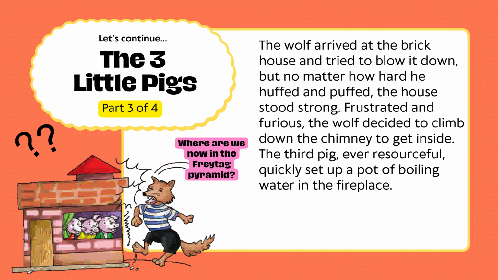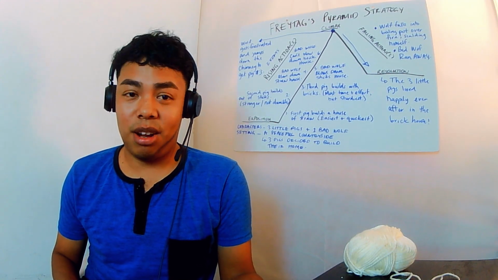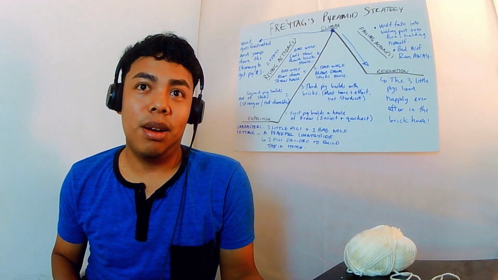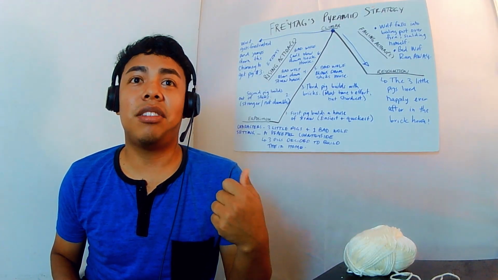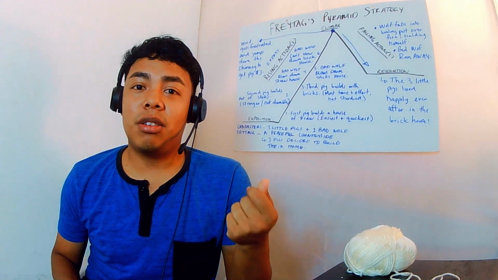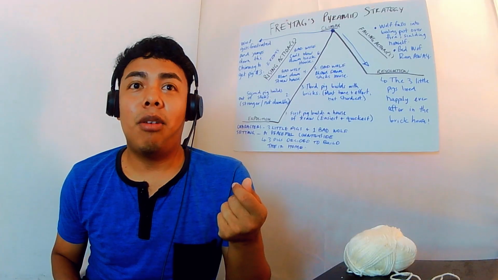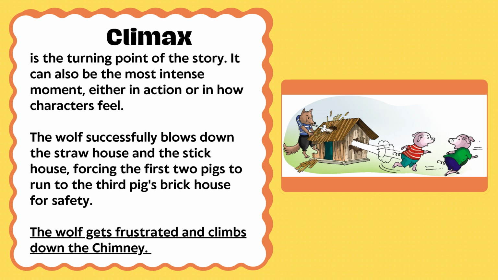Because of this, and it being the third and last pig in the story, what will the wolf do as a turning point in the story, and how will it change the course of the story? So we are now reaching the climax. The climax would be, as previously mentioned, the turning point of the story. It can be an intense moment, either in action or how a character feels. By now we already understand that the wolf has successfully blown down the straw house and the stick house, and now he wants to force himself into the brick house.